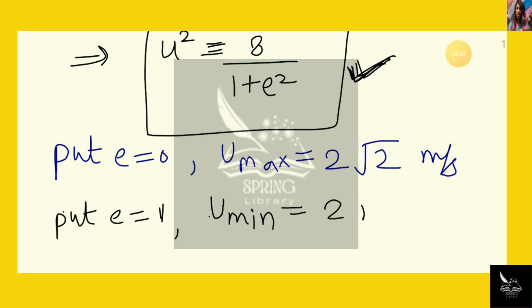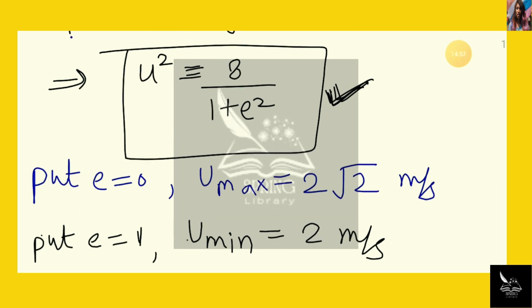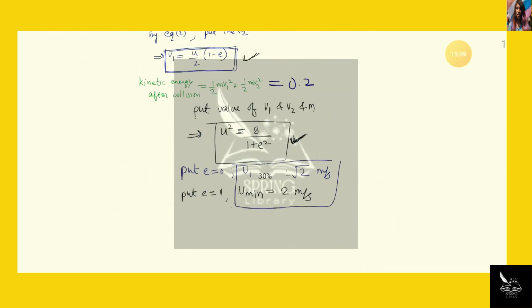So now you can see that I have got the answer for the question, which is asking us to find the maximum and minimum value of u. So this is the answer. Hence I have solved the question completely. Thank you.